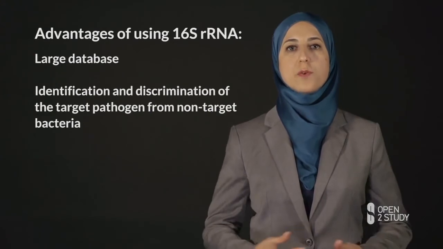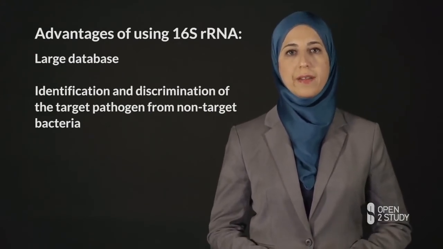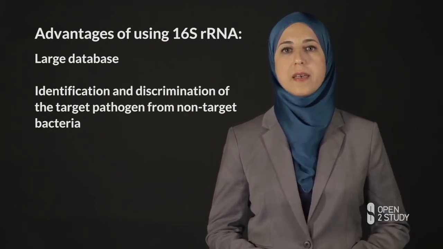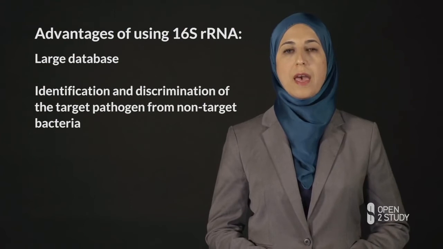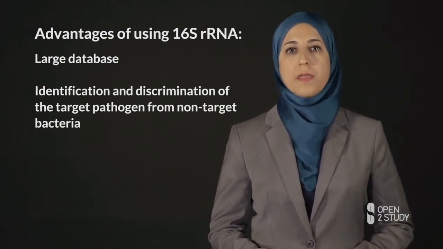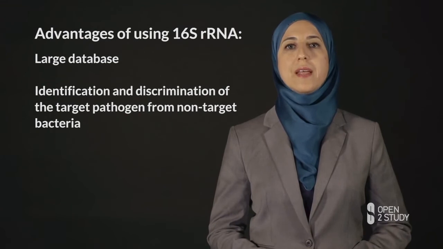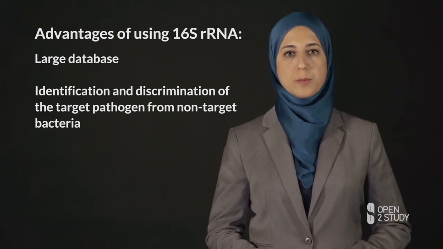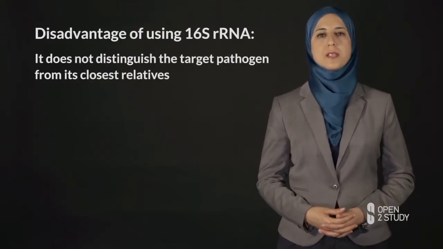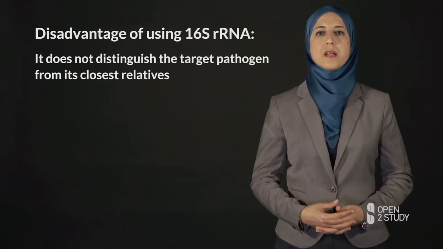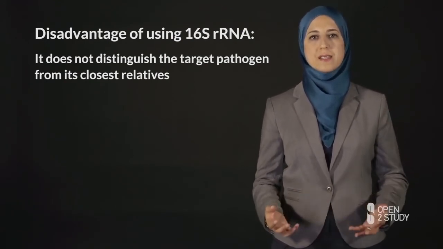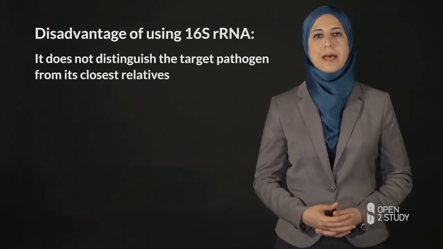The advantages of using the 16S rRNA are: first, there is a very large public database of the 16S rRNA, and second, they could help in the identification and discrimination of the target pathogen from non-target pathogen. The disadvantage of using the 16S rRNA is that it does not distinguish the target pathogen from its closest relatives, as an example, Bacillus anthracis and some strains of Bacillus cereus.